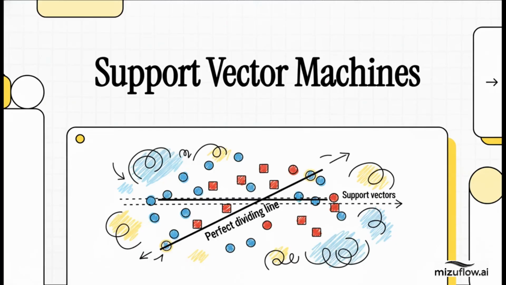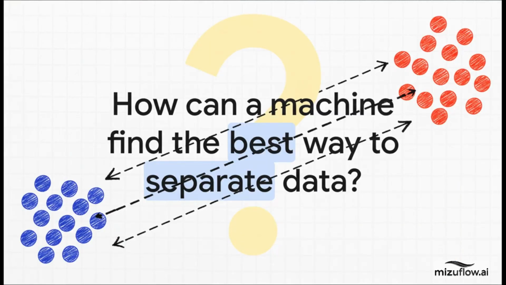Hey everyone, and welcome. Today, we're going to jump into one of the most elegant and honestly powerful tools in all of machine learning, the Support Vector Machine, or SVM for short. We're going to break down exactly how this thing works to find that one perfect dividing line in a whole sea of data. So let's start with a puzzle.